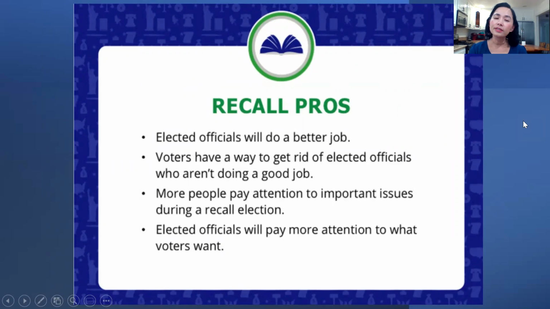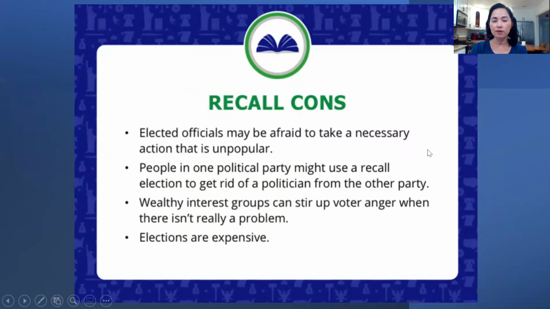Recall pros. Elected officials will do a better job. Voters have a way to get rid of elected officials who aren't doing a good job. More people pay attention to important issues during a recall election, and elected officials will pay more attention to what voters want. Now, the cons are elected officials may be afraid to take a necessary action that is unpopular. People in one political party might use a recall election to get rid of a politician from the other party. Wealthy interest groups can stir voter anger when there isn't really a problem, and elections can be expensive.